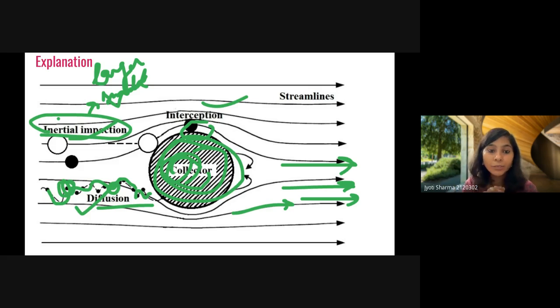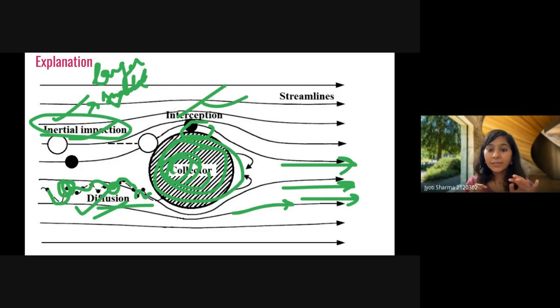Because of this Brownian movement, there is a chance of collision between the collector and the particulate matter. So this is the part of diffusion. Interception, we have already talked about. If we have medium size particulate matter, it will make some connection with the collector, so this is interception. And inertia will happen only when your particle size is larger. Inertia will resist the movement of the particulate matter with the gas, so it will go down and be collected.